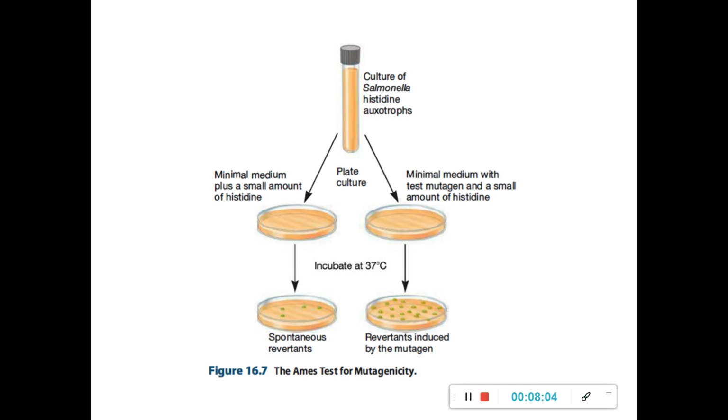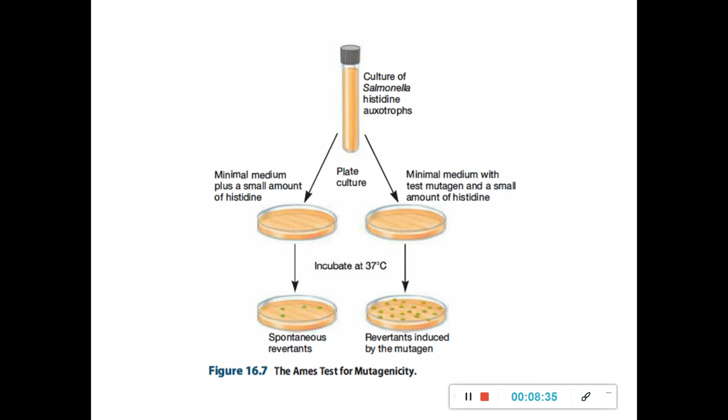Now, if you have a culture of Salmonella histidine auxotroph, this is the test strain that we have. You take this culture and put it onto two different media. One is a minimal media plus a small amount of histidine. The second one is a minimal media with a small amount of histidine, as well as the test mutagen, that is, the chemical which we want to analyze whether it is a mutagen or not.